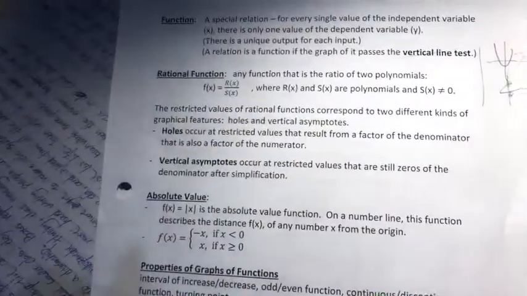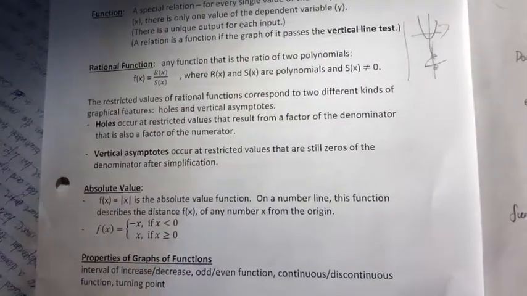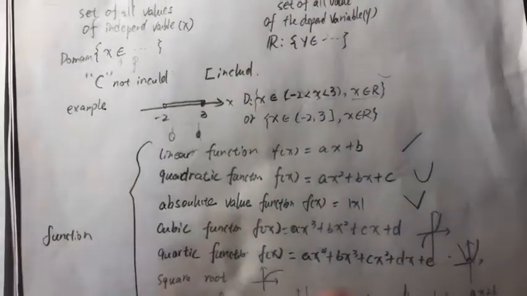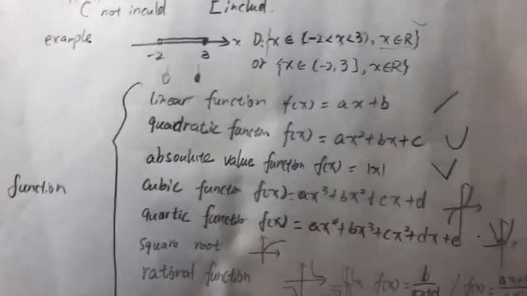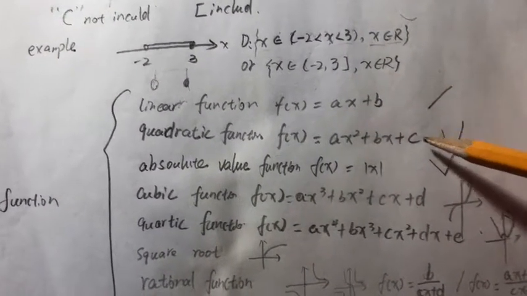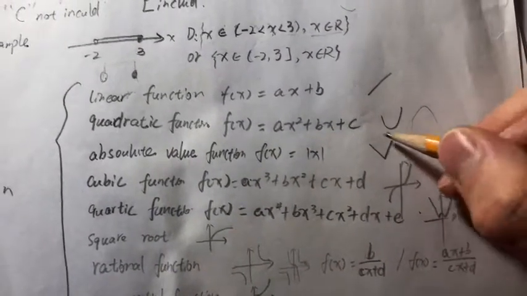Okay, and then we talk about the hole and the vertical asymptote. We'll talk about that later in the next chapter. And then we talk about what types of functions we have. Okay, we have a linear function. It's just a straight line on the graph. Okay, we have quadratic. Quadratic is a parabola. It can open upward and downward.